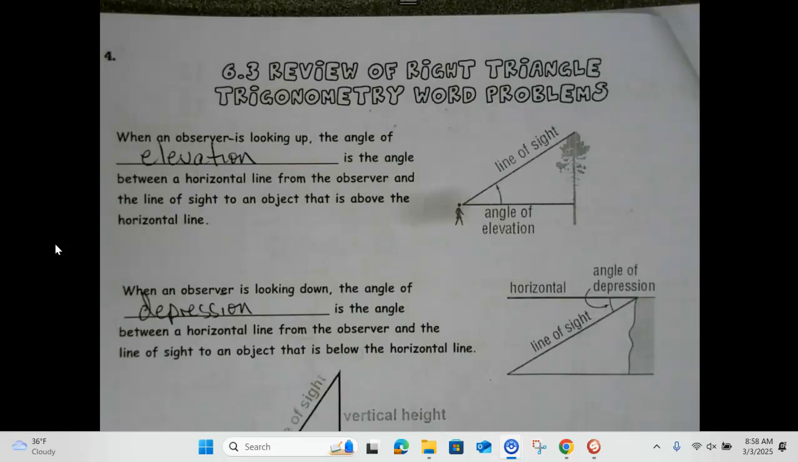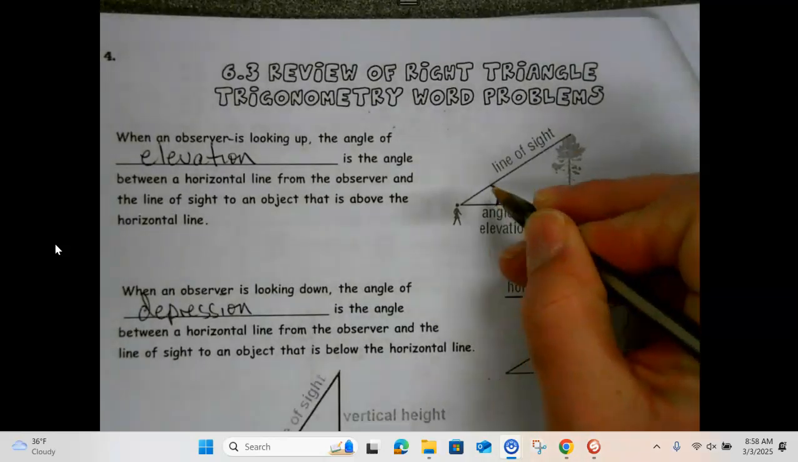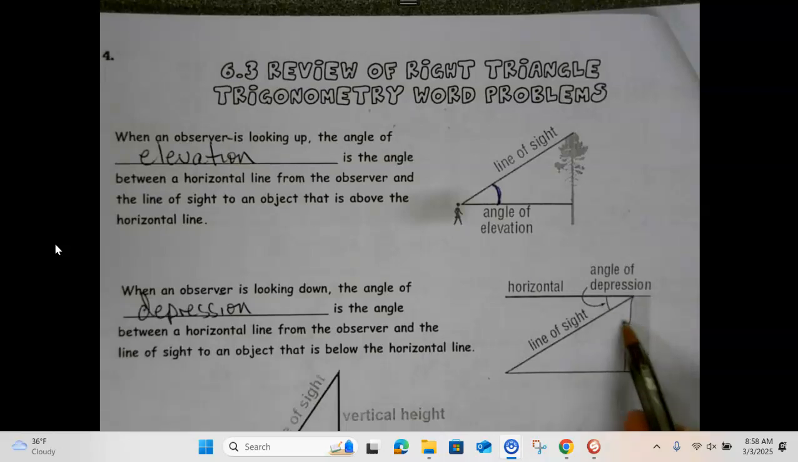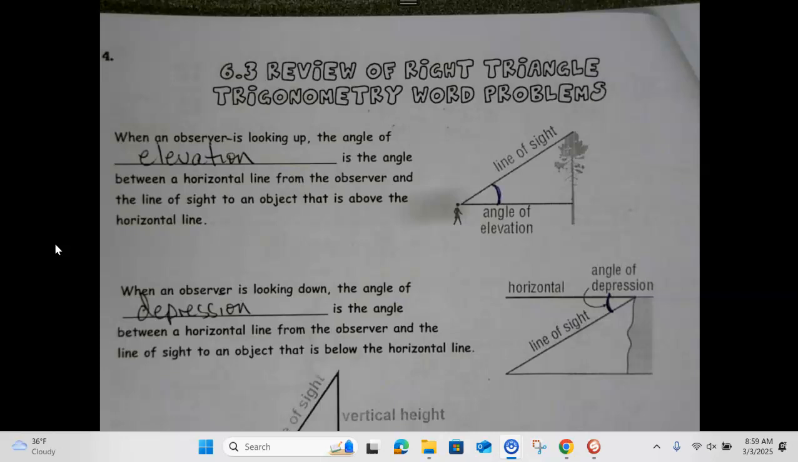Let me stress one thing here. Notice when we were doing the angle of elevation, our angle was inside of our right triangle. When we're looking at an angle of depression, it is not inside your triangle, it is technically outside. That can keep us from getting ourselves in trouble.